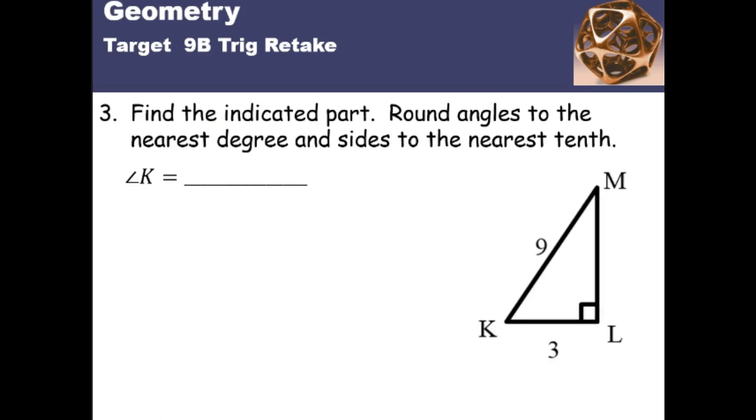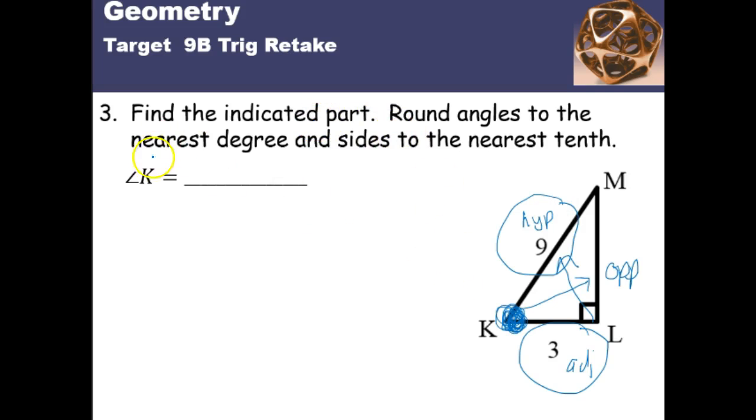Okay, problem number 3. We're looking for angle K. So since that's the angle I'm trying to find, I put a dot there. And I identify the sides, so that's opposite. Here's the hypotenuse. So this is the adjacent. Now I have to use the 2 sides they give me, so that's 9 and 3. And I'm finding an angle. This says find an angle, so I should be looking at the angle side of my cheat sheet.